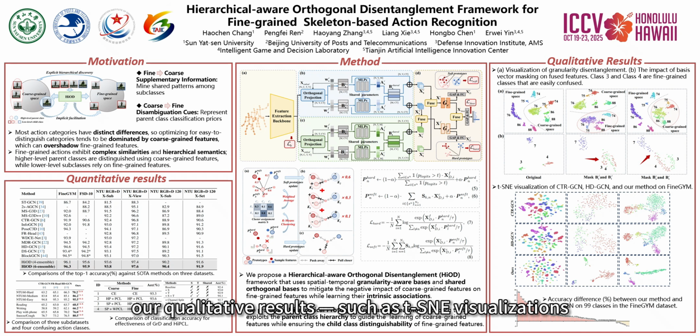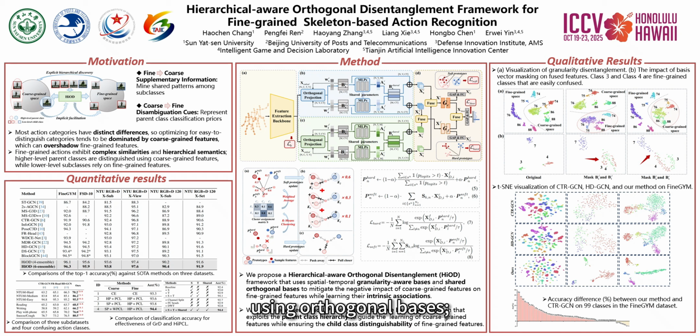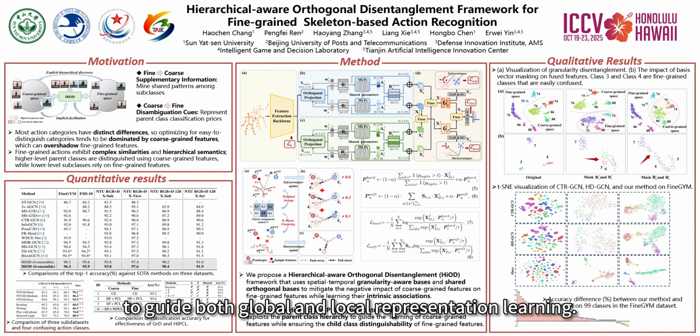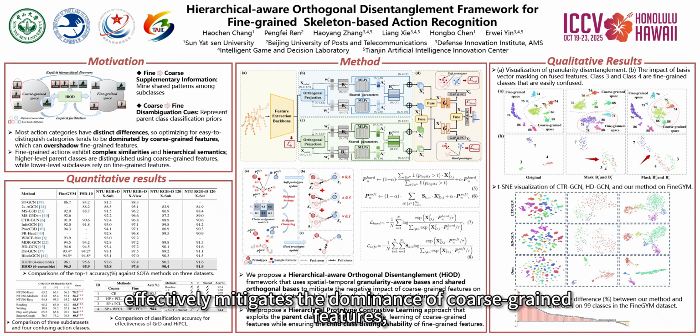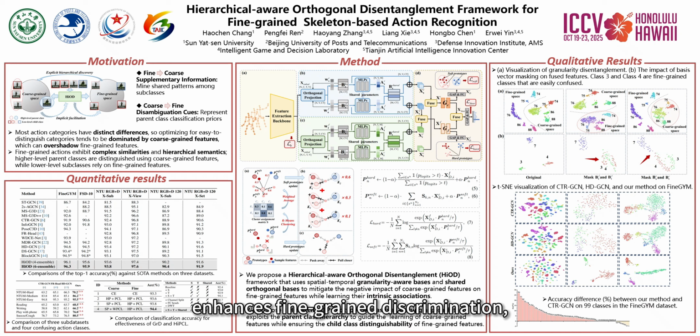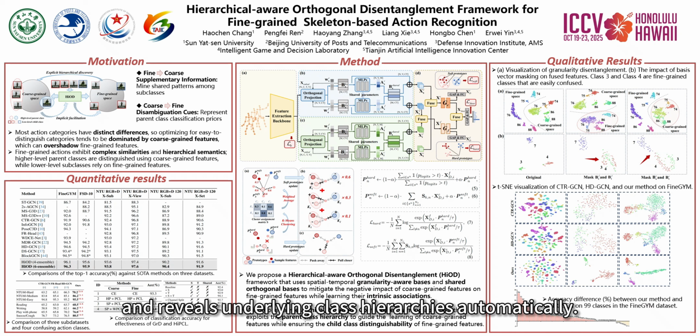Additionally, our qualitative results, such as t-SNE visualizations, clearly show that HiOD produces more compact intraclass clusters and more distinct decision boundaries. To summarize, our HiOD framework disentangles skeleton features into coarse and fine levels using orthogonal bases, facilitates interaction between these two spaces via shared projection bases, and leverages hierarchical contrastive learning to guide both global and local representation learning. This approach effectively mitigates the dominance of coarse-grained features, enhances fine-grained discrimination, and reveals underlying class hierarchies automatically.